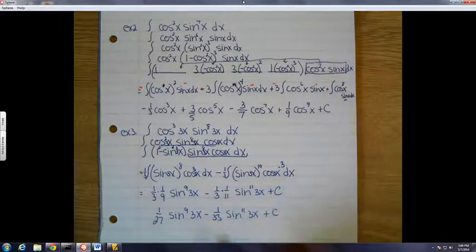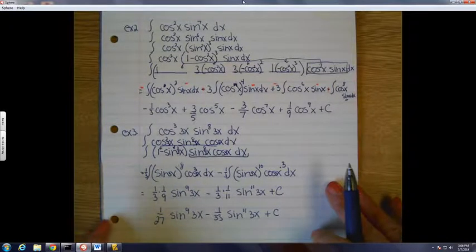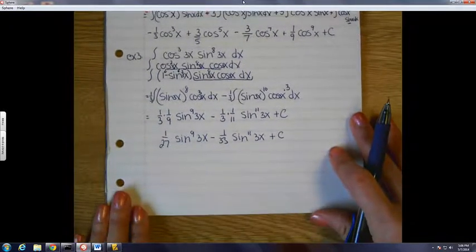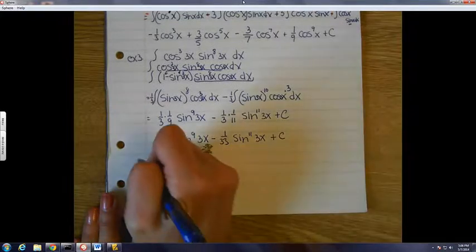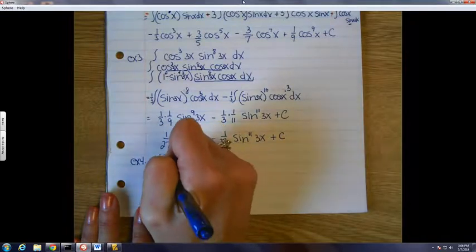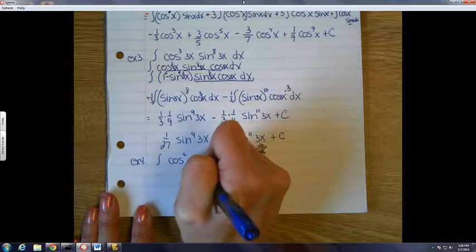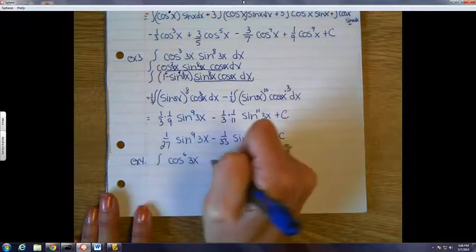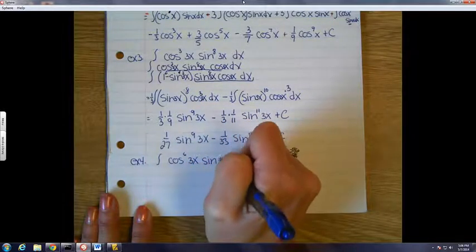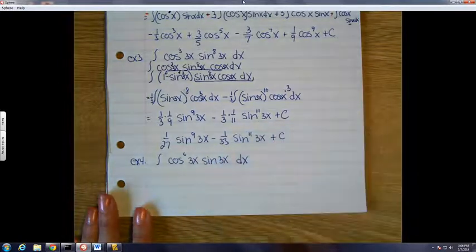Well, let me check. 1/27 minus 1/33. Very good. Okay, and the last one. Boy, I think I can fit it here. That's a good sign, isn't it? Let's see, integral of cosine to the 6th 3x sine 3x dx. Okay.